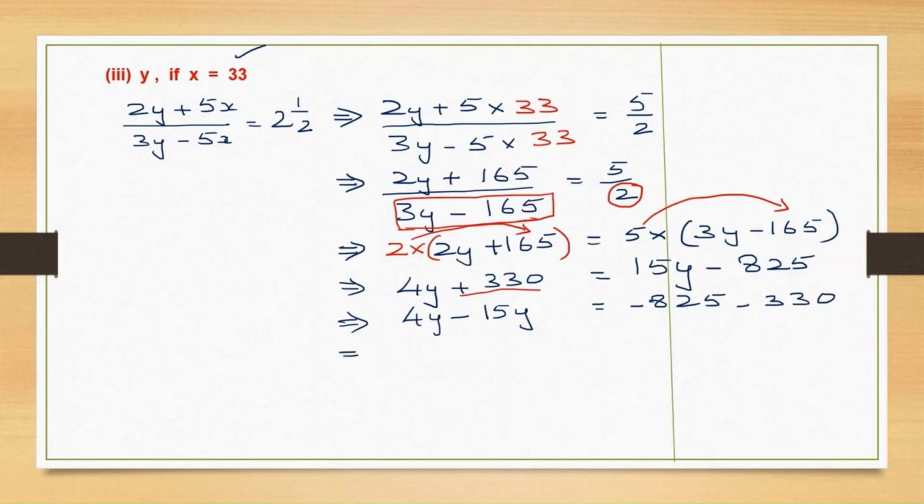So let's solve this now. 4y minus 15y. So signs are different. So put the sign of the bigger number and subtract. 15 minus 4 is 11. Minus 11y is equal to, let's work this out. Minus 825 minus 330. Signs are the same. So we have to put the same sign but add. So let's do that addition. 825 plus 330. 5, 2 plus 3 is 5, 8 plus 3 is 11, 1155 is what we've got.